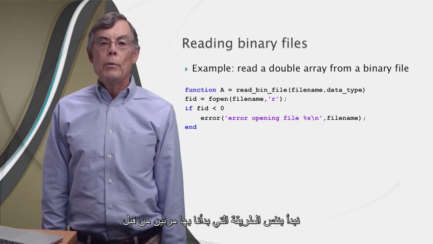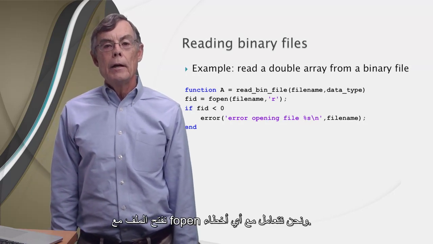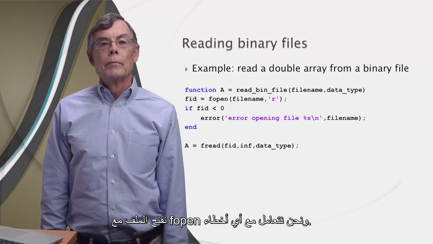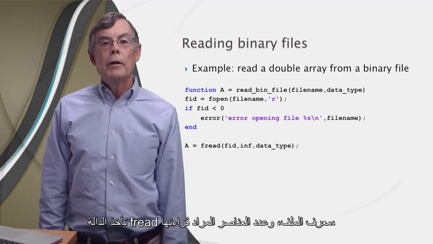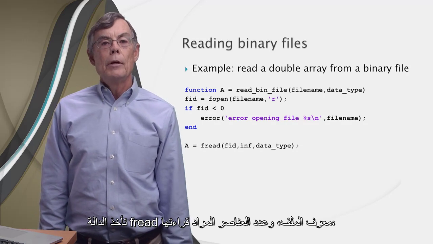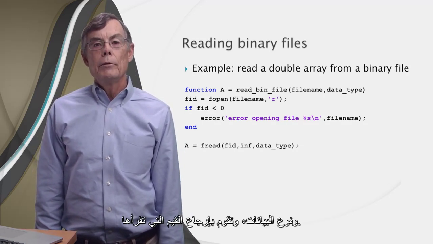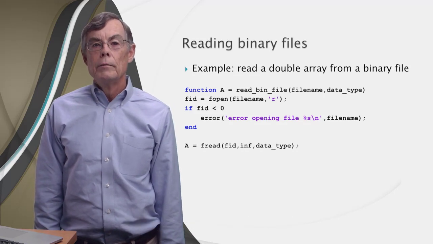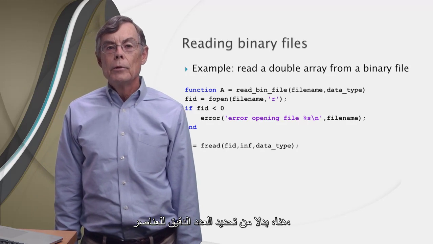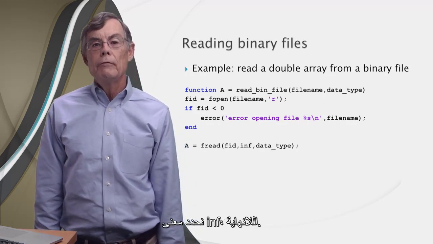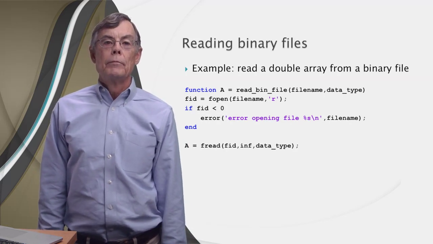We start the same way we started twice before. We open the file with fopen and we handle any errors. Reading the array is another one-liner. The fread function takes the file identifier, the number of items to read, and the data type, and it returns the values it read. Here, instead of specifying the exact number of items, we specify INF, meaning infinity. That causes it to read everything in the file.